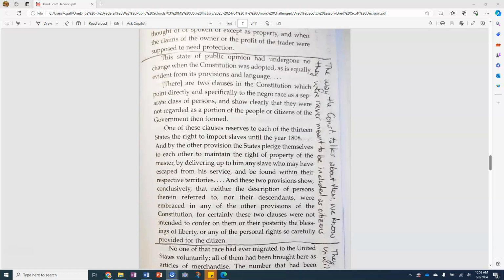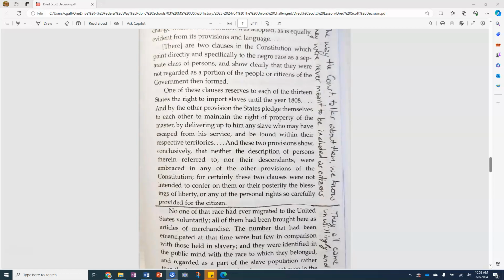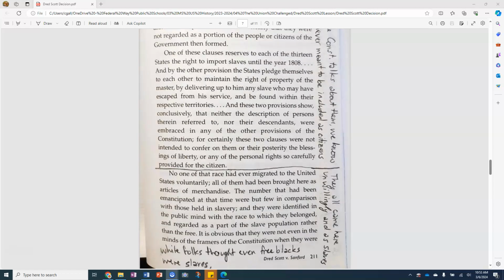Okay, so he says there's two clauses of the Constitution, that's two parts, which point directly and specifically to black people as a separate class of people, and that demonstrate this idea that they were not meant to be included as citizens of the government. He says the first of these is the clause that allows the states to import slaves until the year 1808, which indeed there's a clause in the Constitution that says that.